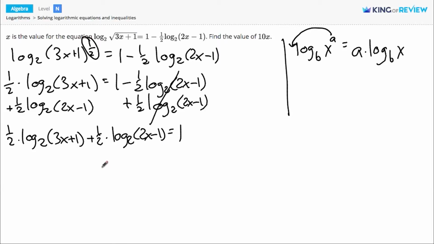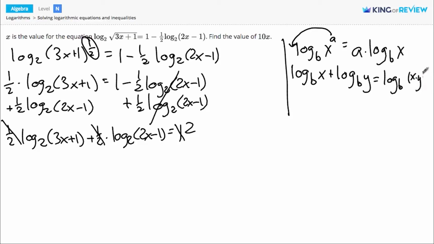Let's get rid of these 1/2 so that we just have logs on the left side. By multiplying the entire equation by 2, the 1/2s go away, and 1 turns into 2 on the right side. Now, since we have two logs with the same base being added together on the left side, we can use a nice property of logs that says if we have the log base b of x plus the log base b of y, that's equal to the log base b of the product x times y. Using that principle on the left side of our equation, we get the log base 2 of 3x plus 1 times 2x minus 1 equals 2.